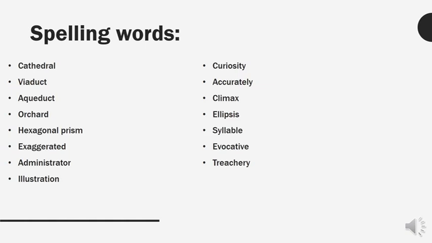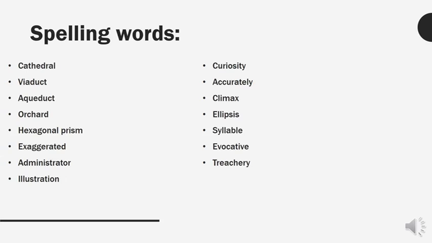Number 5 is hexagonal prism. As we explained, the word hexa in Greek means 6, so this is the shape that contains 6 angles. The following word is exaggerated. When people exaggerate, they make things bigger than they are. Then we have the word administrator. Administrator means manager.